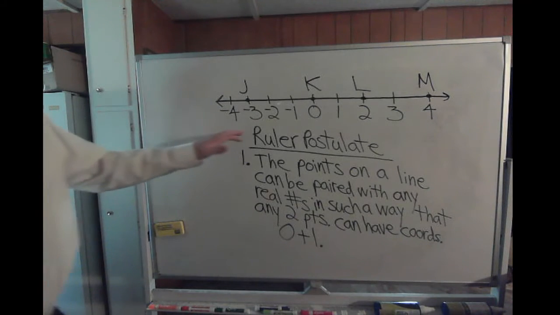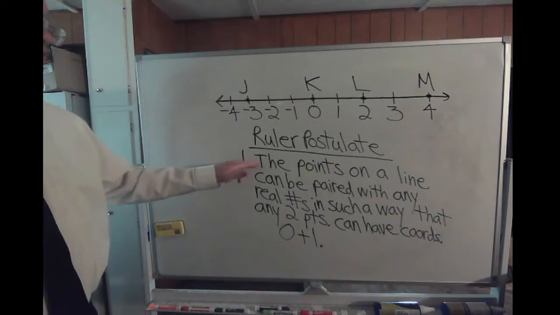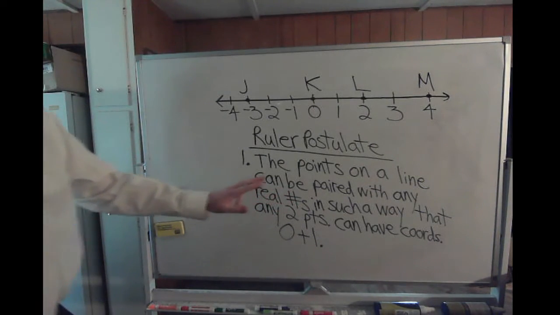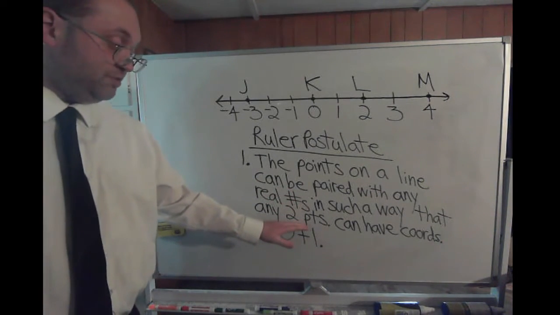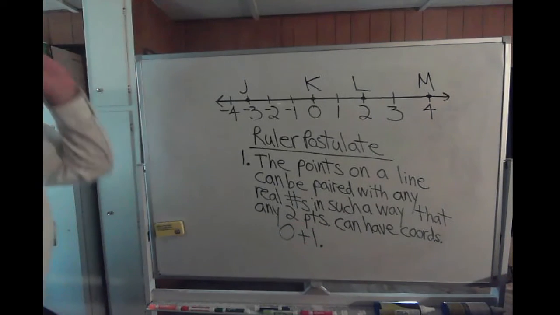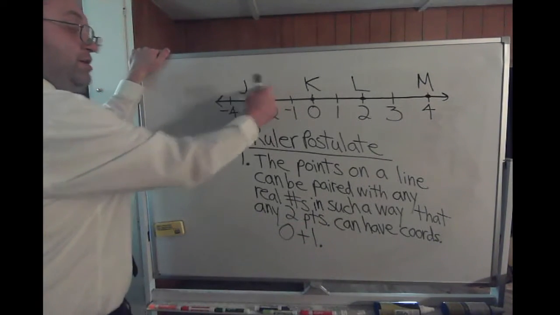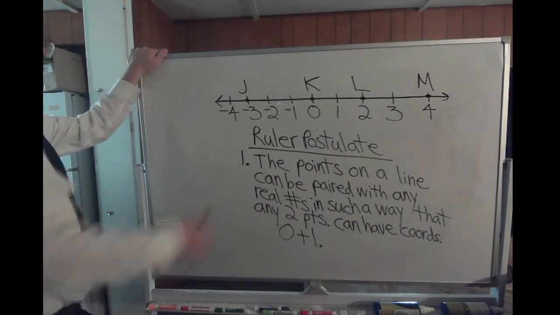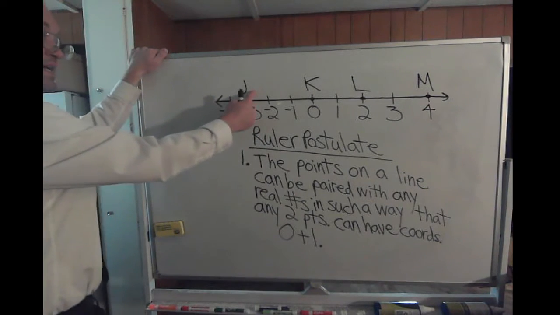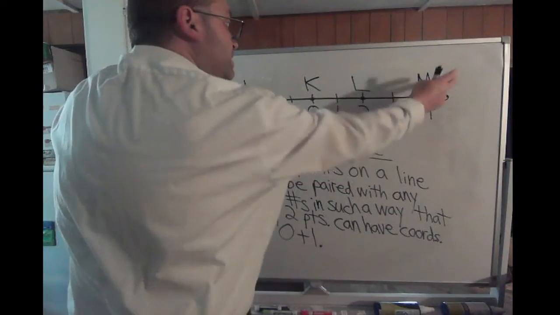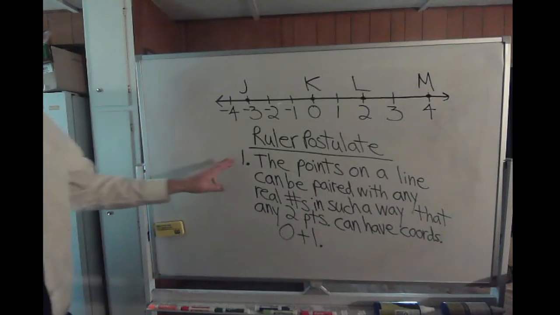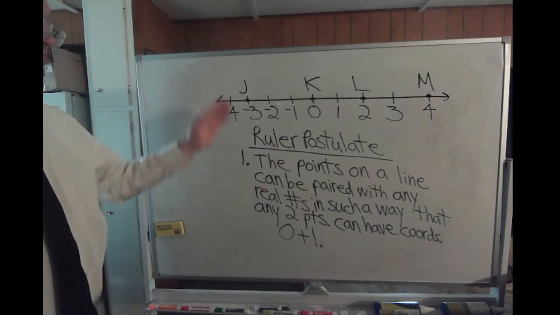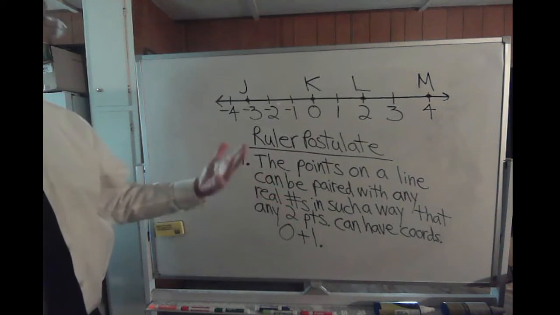So part 1 of the ruler postulate here states that the points on a line can be paired with any real numbers in such a way that any 2 points can have coordinates 0 and 1. If we look at our diagram here, that's exactly what we've done. We have points on this line, don't we? We have assigned them real number values. J is -3, K is 0, L is 2, M is 4. So this is an actual demonstration of the ruler postulate part 1 at work. We've paired the points on the line with real number values.